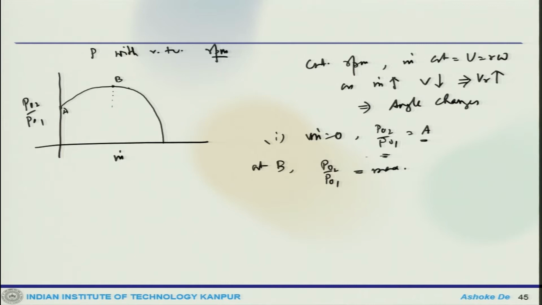Now, at very high m dot, flow angles are quite different from the design vane angles, and air separation occurs at the vanes and the pressure drops. So, this curve will start dropping from this maximum peak. Okay. And this is where the m dot is increasing further.